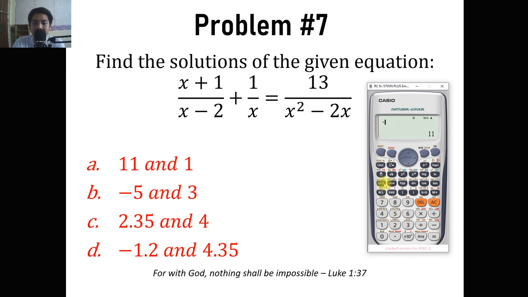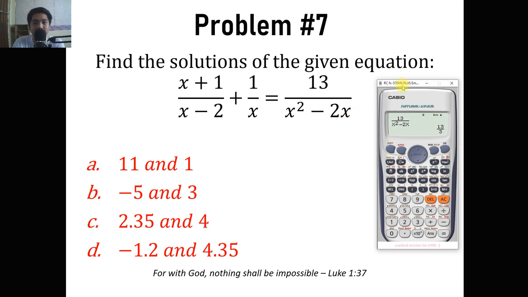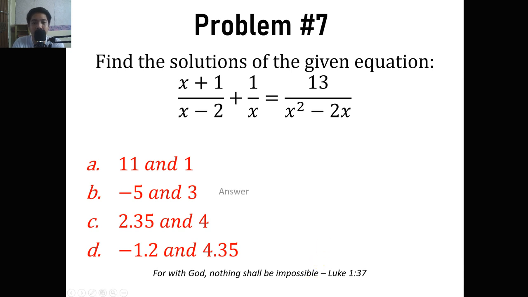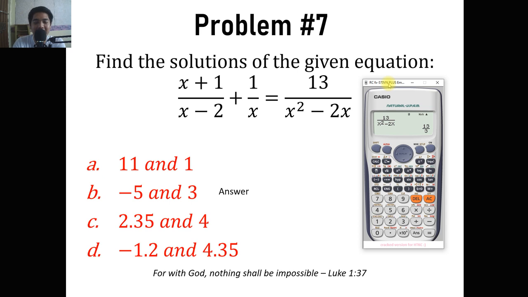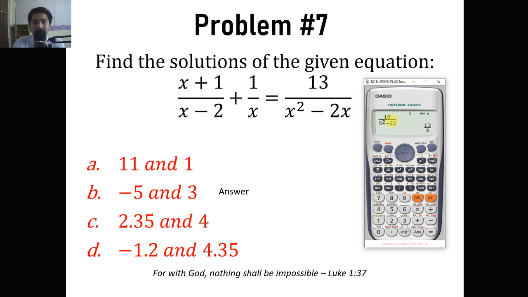So we have x equals negative 5 for letter B. It's 13 over 35 and 13 over 35 for the right side of the equation. So we have high hope that this letter B is correct, but we still have to try 3. X equals 3, so that's 13 over 3 for the left side, and voila, 13 over 3 for the right side. Therefore, the answer for this given problem is B. So that is the solution to our problem.